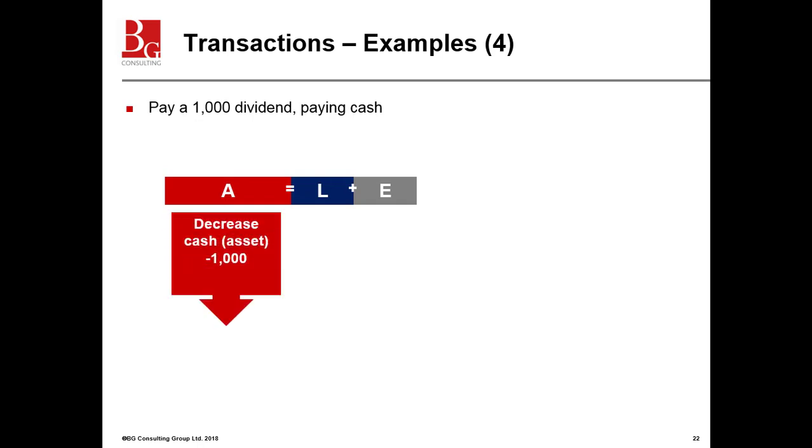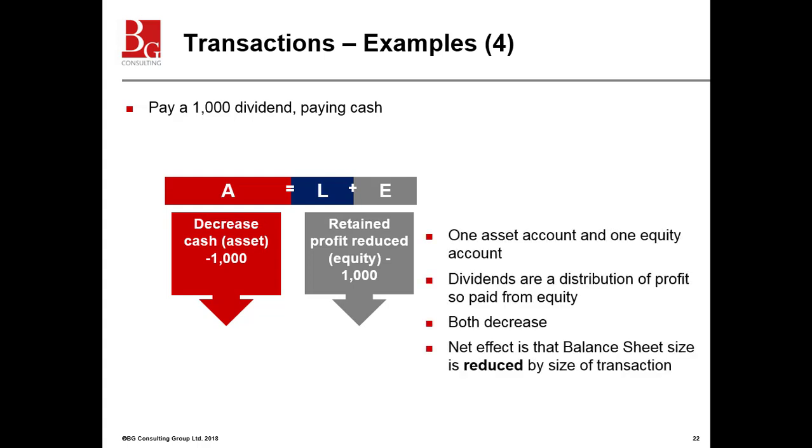Let's look at paying a dividend for 1,000 in cash. Cash decreases by 1,000 and retained profit also decreases by 1,000. Now note that we wouldn't see the dividend as an expense line in the income statement. Dividends are always shown as directly reducing retained earnings. So we would see that in the statement of changes in equity.